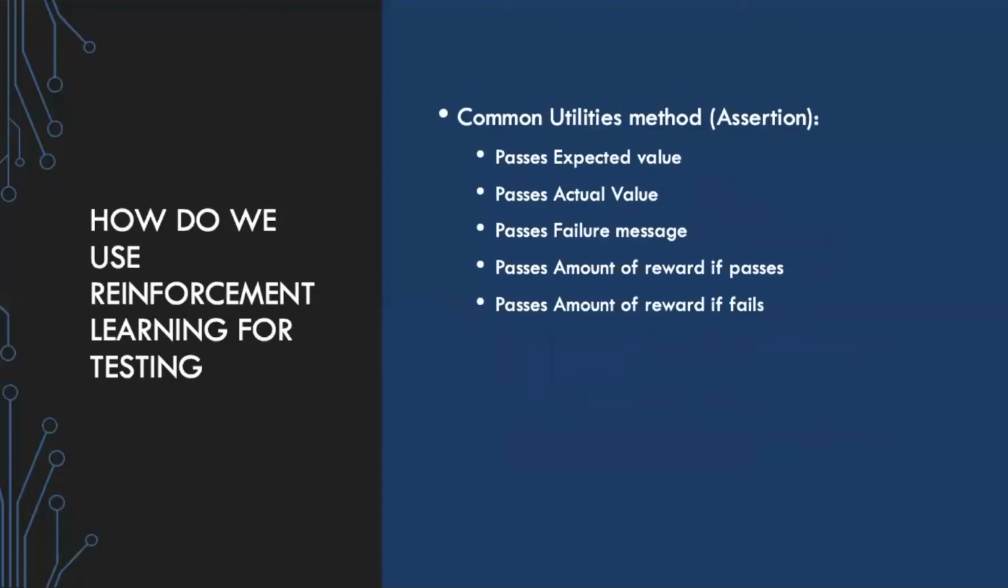So a common way that we would do this is that we could utilize a common utilities method or an assertion. And inside that assertion, we can pass an expected value and an actual value. And those expected values are the reward that you're getting for each action that you're taking, and what reward you're expecting to get. We can pass a failure message in here. So if the reward isn't what we expected, we can be notified. We also pass to this assertion the amount of reward we want to give the agent if it passes. So if it takes an action that is a positive action, we can then apply a reward that's positive. If the agent takes an action that calculates to a negative Q value, then we can pass a negative reward to that agent.